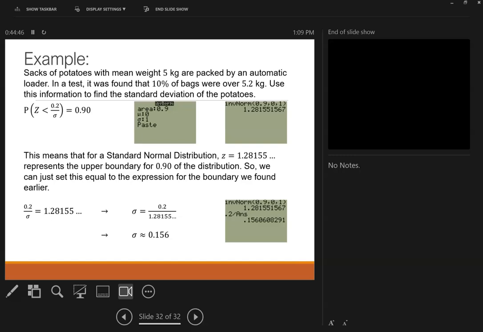This is probably the most difficult kind of problem you'll see in chapter 12. Okay. The key here is that we use the standard normal distribution.